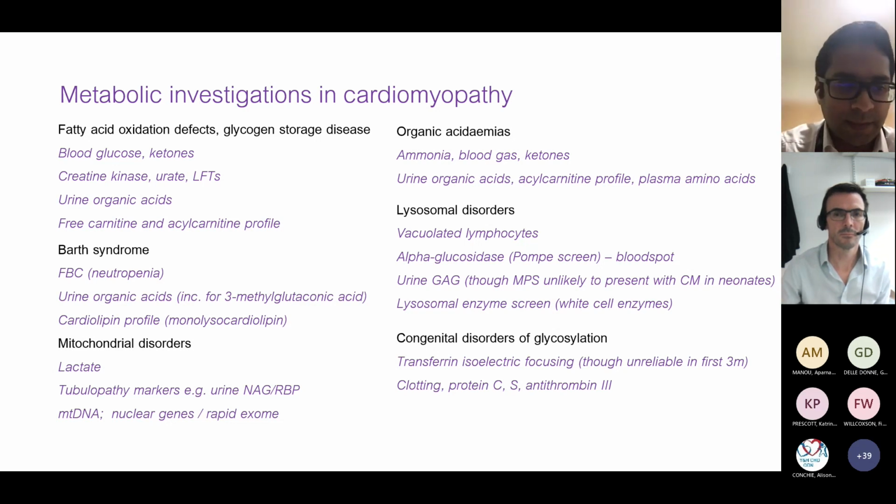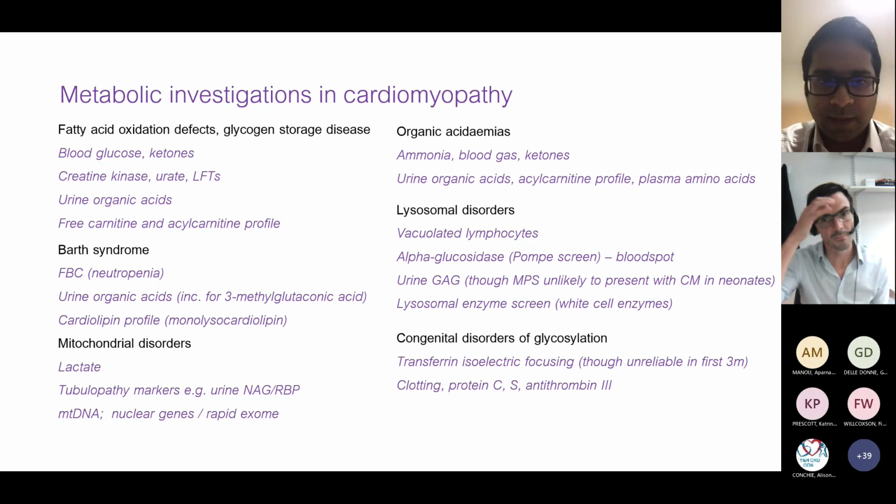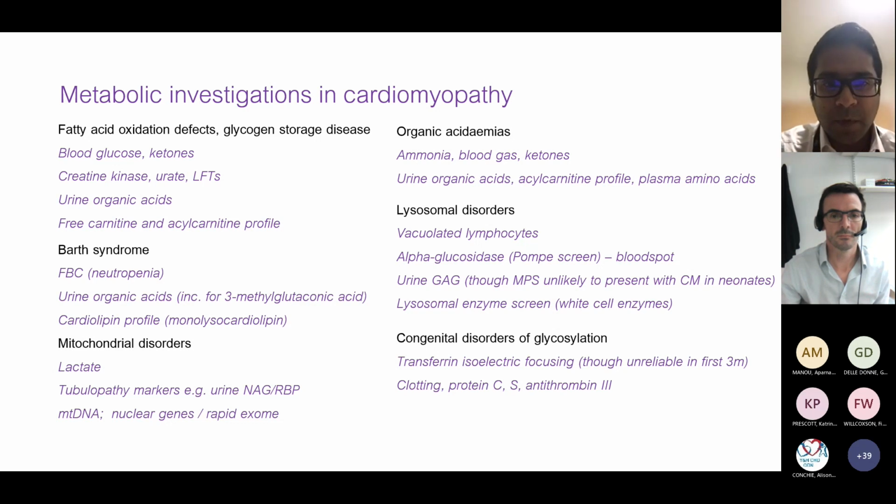With organic acidemias, again, it's ammonia and a blood gas. So is there acidosis, hyperammonemia, and is there an intoxicating picture with encephalopathy? But we make the diagnosis on organic acids and acylcarnitines and amino acids. And lysosomal disorders, I think, mostly are not going to present in the neonatal period, except for probably Pompe. So it's the blood spot and the EDTA sample that are most important.